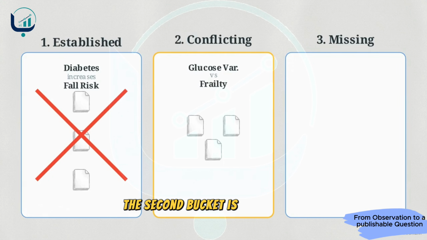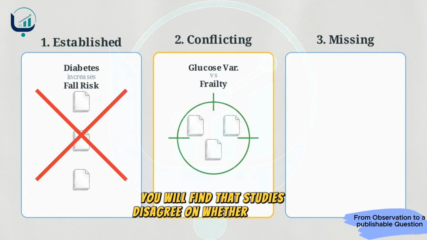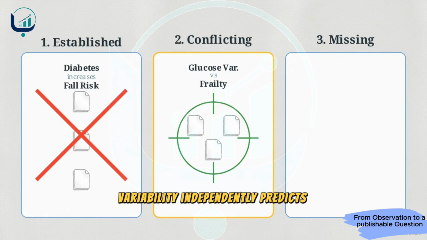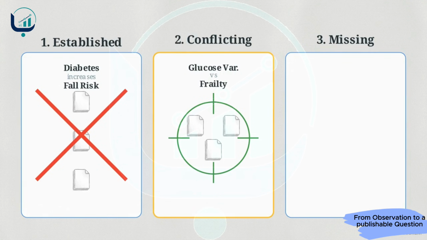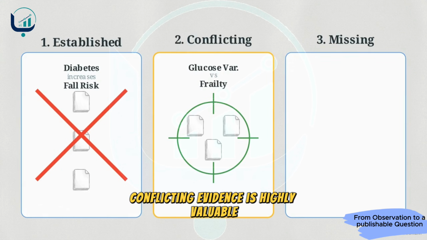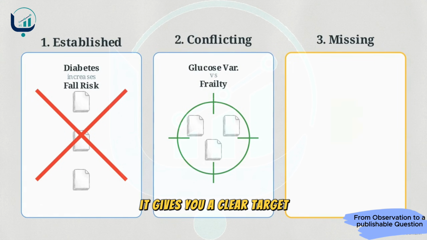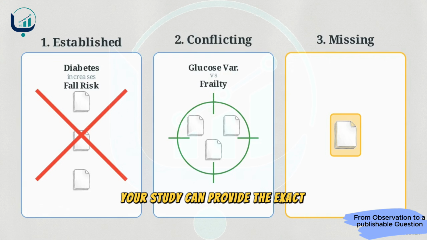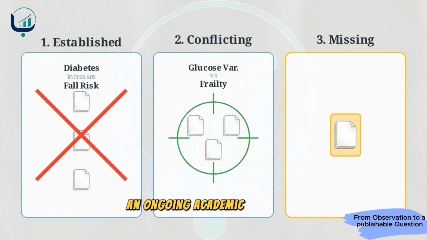The second bucket is conflicting. This captures active debates. For instance, you will find that studies disagree on whether glucose variability independently predicts falls when adjusting for frailty. Conflicting evidence is highly valuable. It gives you a clear target. Your study can provide the exact data needed to settle an ongoing academic argument.